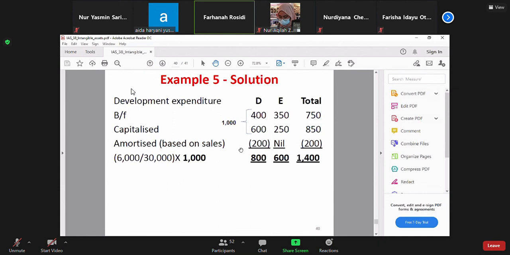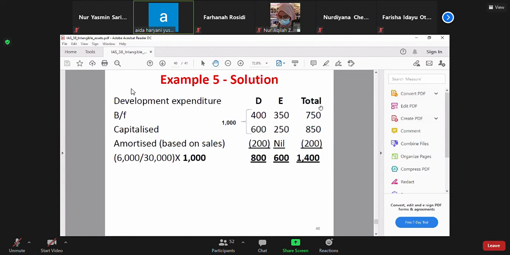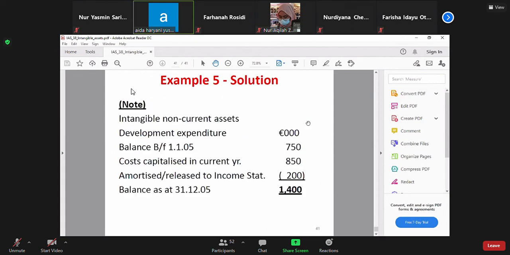Okay? And then we proceed with next one. So ini contoh dalam SOFP lah. Dia akan tunjukkan dalam SOFP the amount of the research and development cost at 1,400, and in the notes to the accounts ataupun working, you akan tunjukkan macam ni. Balance brought forward dia yang ni. Dia combinekan everything. And then cost capitalized in current year 850. Amortization released to income statement 200,000.